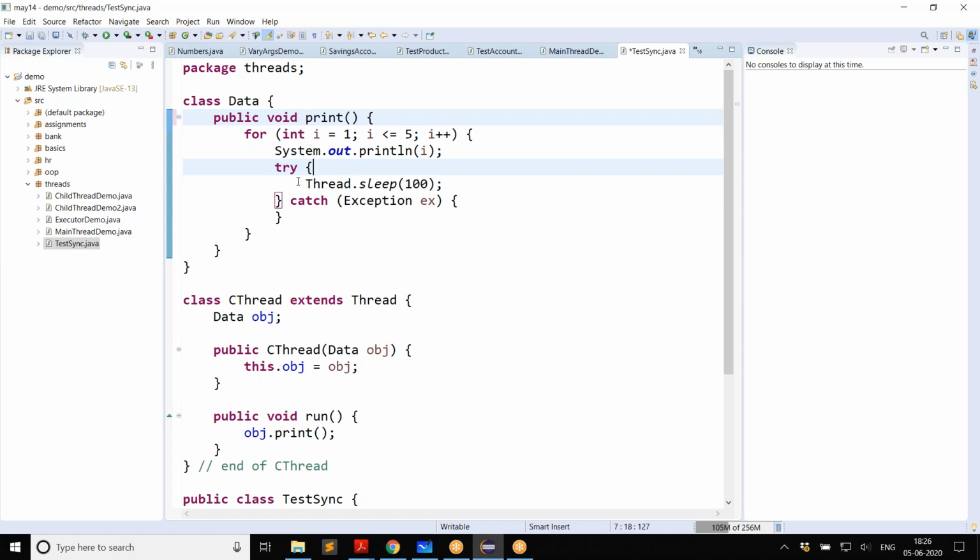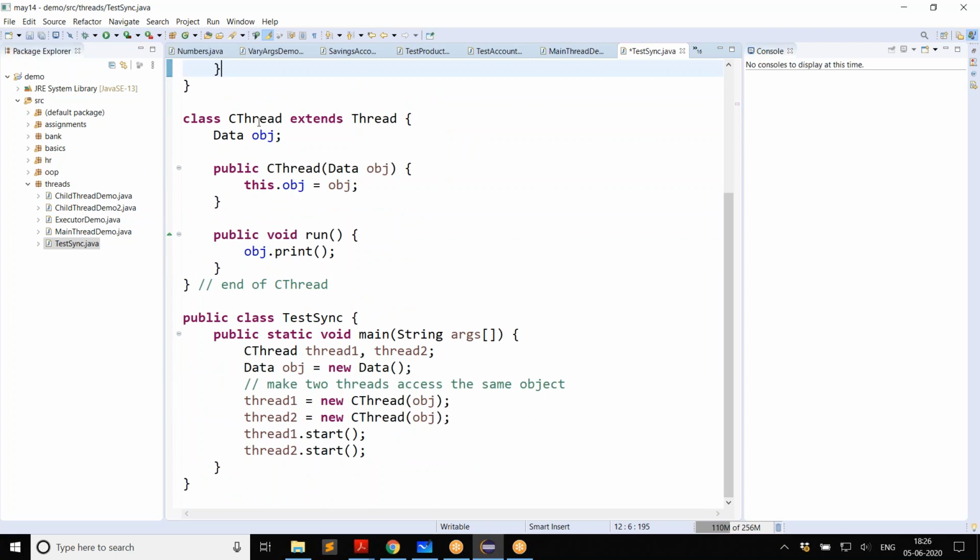And whenever I put a thread to sleep, control switches to another thread. As a result, you get the other thread invoking this method. So let us see how this happens. Now the data class is being used by our thread. This is our thread. We provide the data object and we call the print method from run. So the thread is going to invoke the print method.